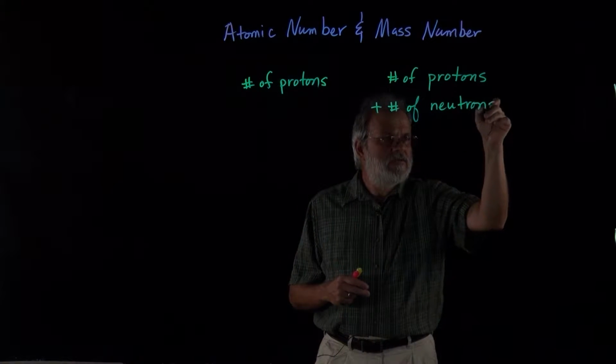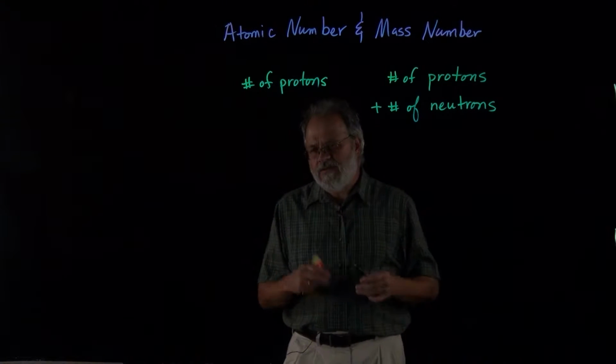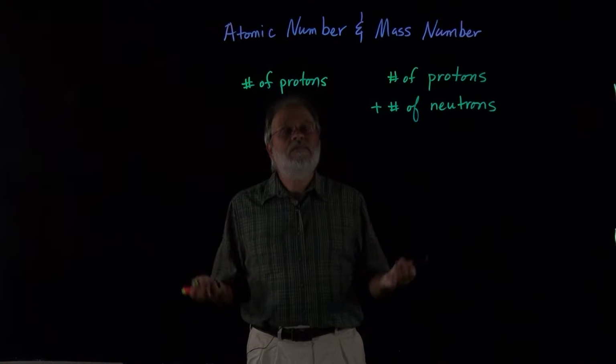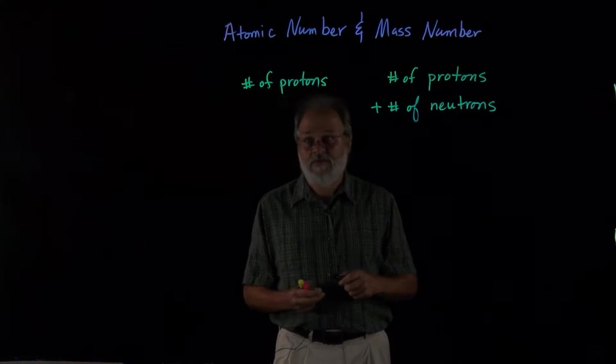And the reason that this is an important number is that since most of the mass is in the protons and the neutrons, and most of them have a mass of about 1, the number of protons and neutrons tells you about what the mass of the atom is going to be.